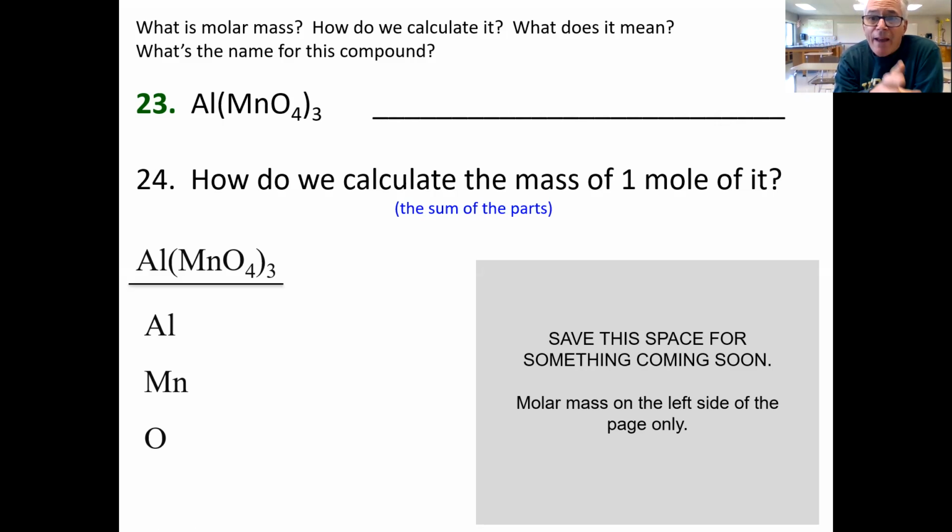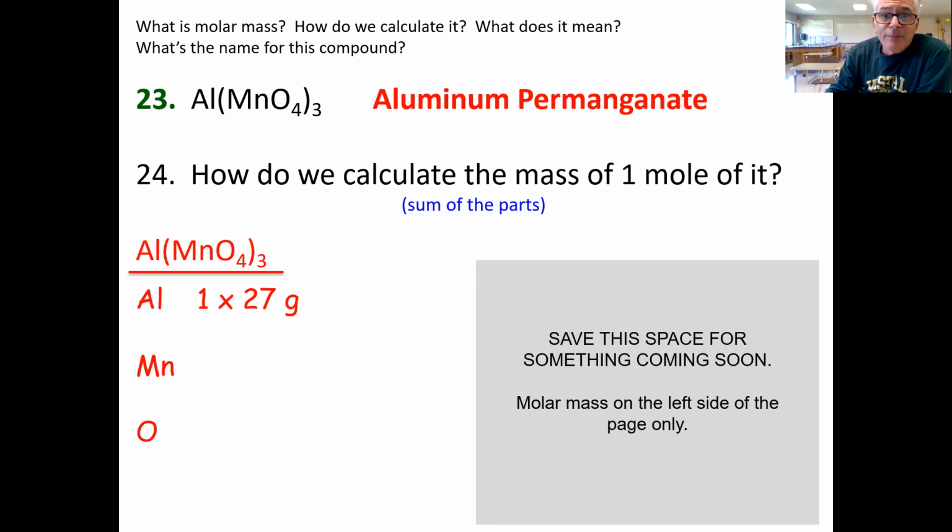We need to do it on half the page because next to it, we need that space for something you don't know what it is yet. We're going to do another calculation that comes after molar mass. We're at the beginning stage. We're going to do molar mass. It's a good thing to know, but we can also use that to figure something else out. So we're only going to get used to doing it on half the page. Save that other half, okay? That's why there's a gray box. The name of this stuff, of course, is aluminum permanganate.